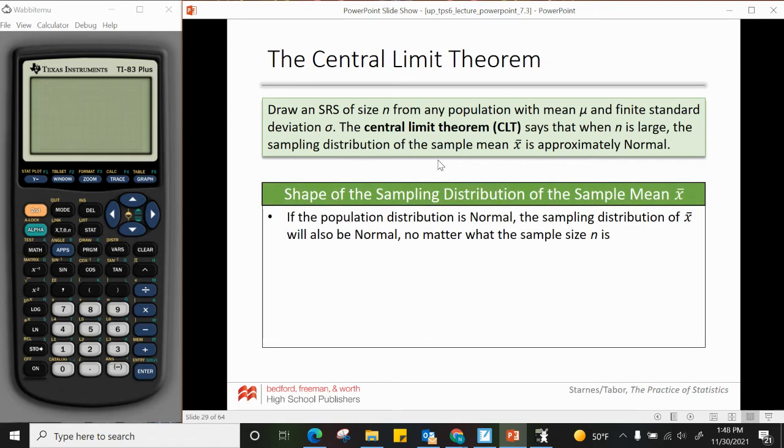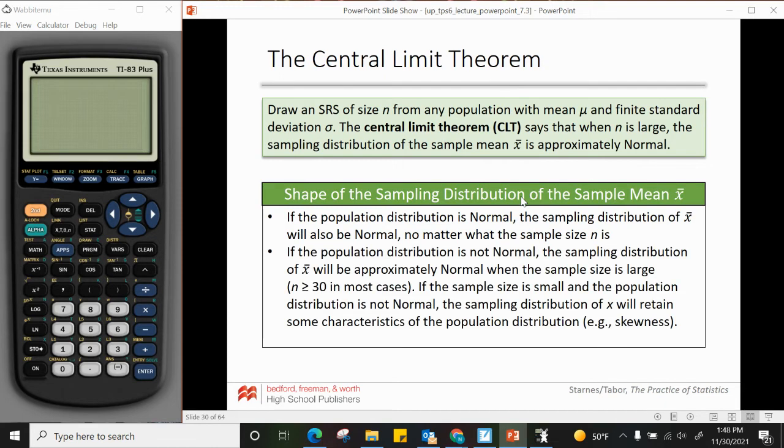So there are two conditions for shape. If the population distribution is normal, the sampling distribution of x bar will be normal regardless. It doesn't matter what size n is. If the population distribution is not normal, the sampling distribution of x bar will be approximately normal when the sample size is large enough. We will consider n greater than or equal to 30 to be large enough. If the sample size is small and the population distribution is not normal, the sampling distribution will retain some characteristics of that distribution.